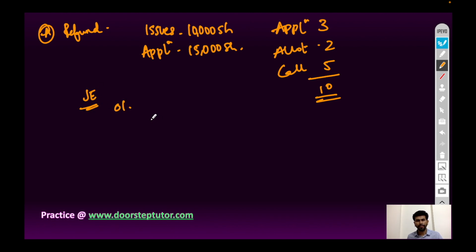First, on receiving the application money, bank account debit to share application account. Application is received for 15,000 shares. So 15,000 multiplied by 3, 45,000 rupees.